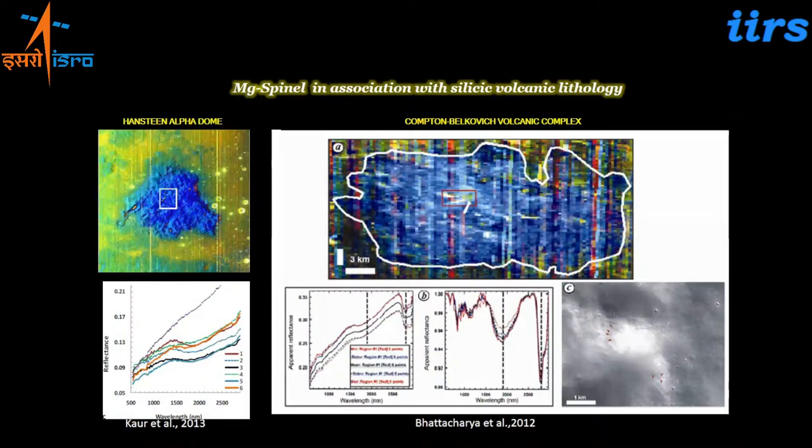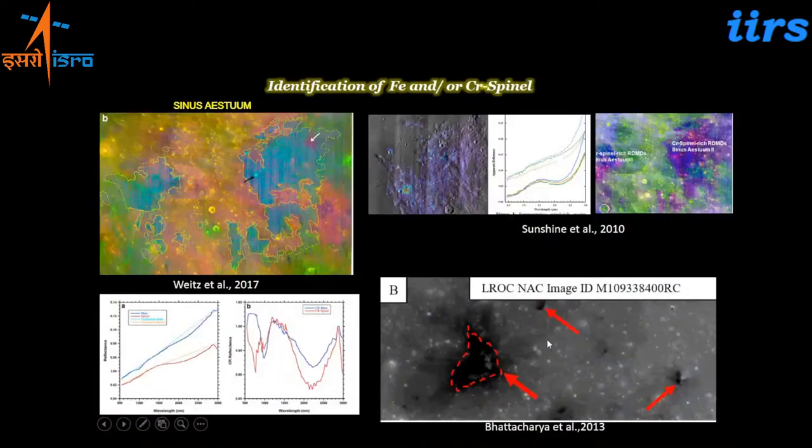This is one of the regions, Hansteen Alpha, where spinel has been detected. And this is another volcanic complex, the Compton-Belkovich volcanic complex, which comprises various volcanoes. And here also spinel was detected. This is the spinel spectra acquired from the Compton-Belkovich volcanic complex. Then other than magnesium spinel, chromium spinel has also been identified, and this has been associated with dark haloed craters, that is, pyroclastic deposits at various regions.